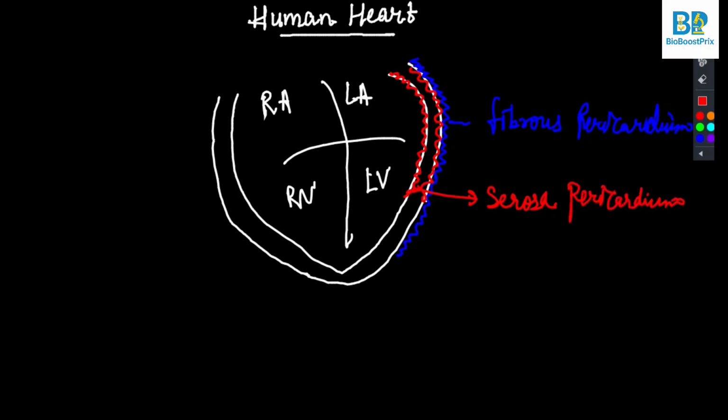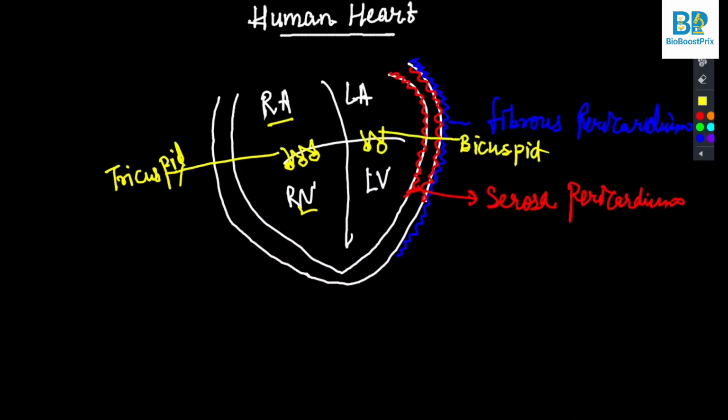Now other than this, in between the chambers, the right atrium and right ventricle, there is a valve present over here. This valve has three openings, as you can see, so it is called the tricuspid valve. And on this side also we have a valve which has two openings. Therefore it is called the bicuspid valve, or you can call it the mitral valve. So either the name is bicuspid or the name is mitral.